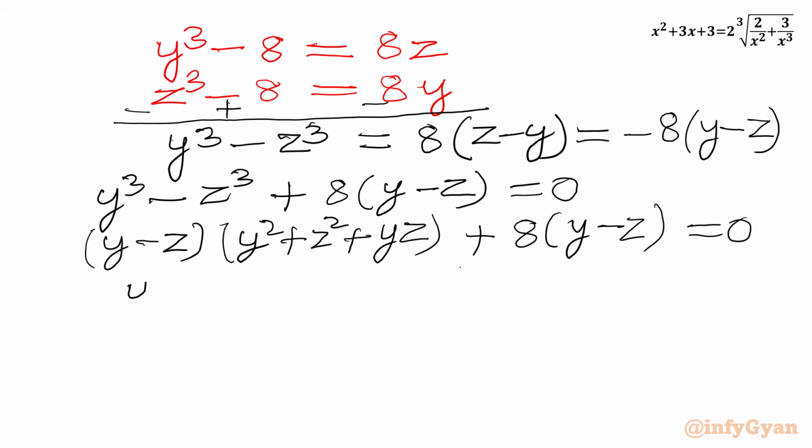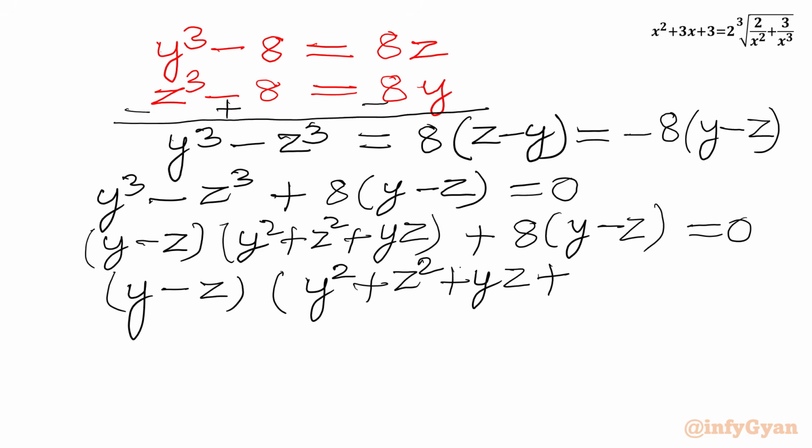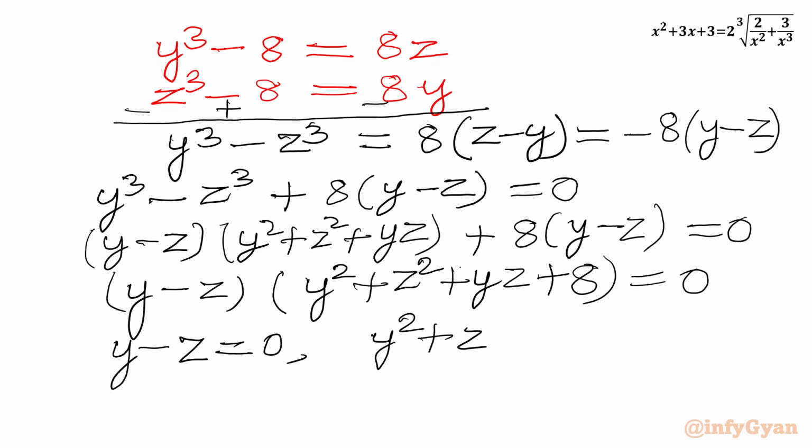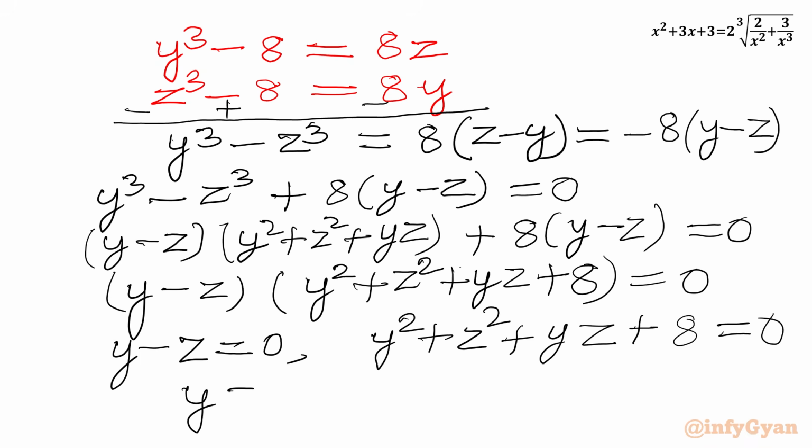Now y minus z is common. We will write y minus z times y square plus z square plus yz plus 8 equal to 0. Now we'll use product 0 rule. So either y minus z equal to 0 or y square plus z square plus yz plus 8 equal to 0. So from first equation, we will get y equal to z.